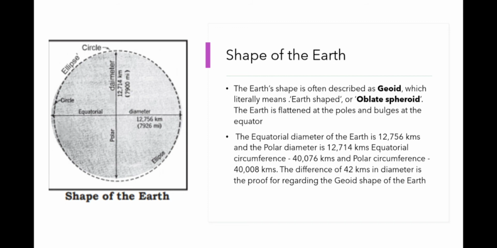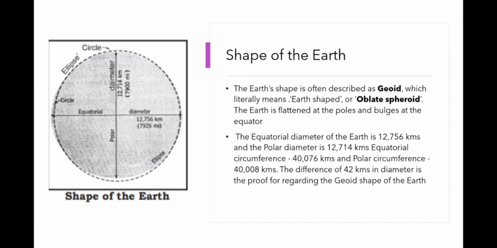Now you can see the dotted line. That is the difference there you see. So the dotted line shows the difference. So that is the proof that geoid shape means it is flattened at the pole and bulges at the equator.